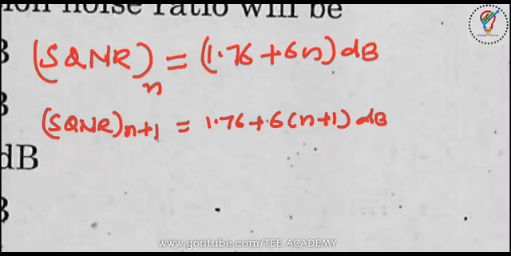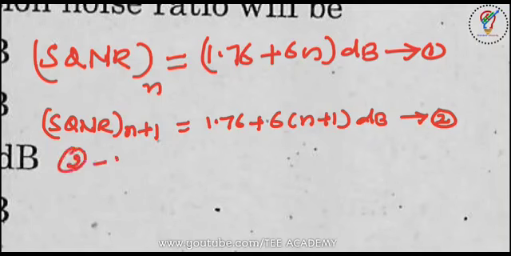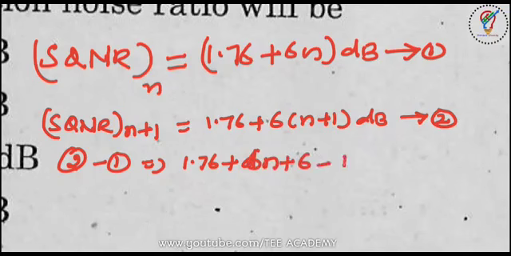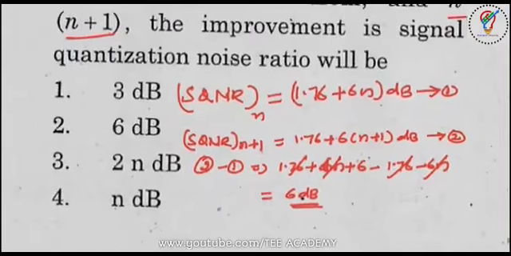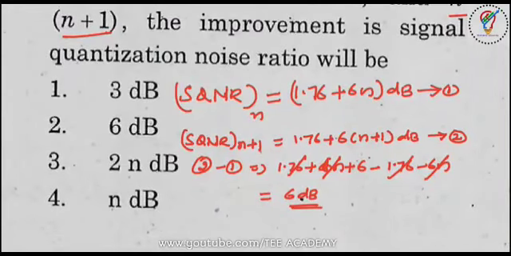Now what they asked is the improvement in the signal quantization noise ratio. Improvement means how much change here. Same as the previous case, we will take the difference. In the previous case they asked for a percentage, now they are asking how much change. So equation 2 minus 1: 1.76 plus 6 into n plus 6 minus 1.76 minus 6n. So 6n and 6n get cancelled, 1.76 and 1.76 also. Finally the remaining is 6 dB. So among the given options, 2 is the right answer for this question.